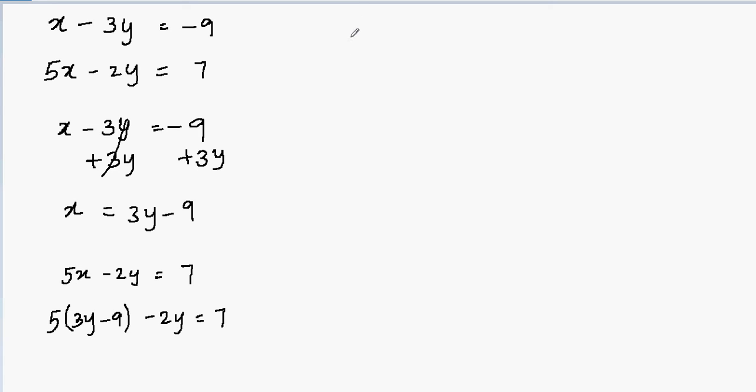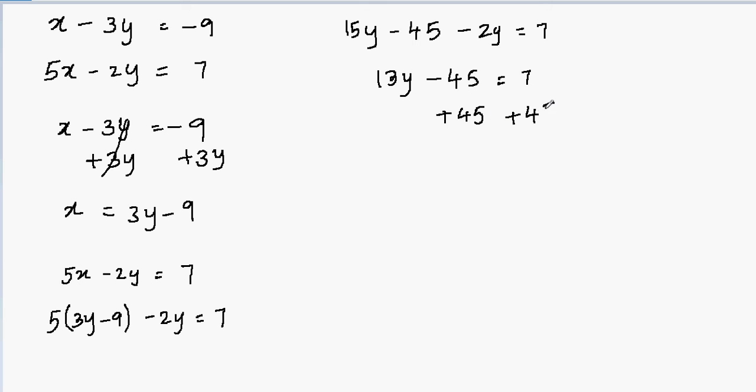Now we'll distribute 5 inside. So 5 times 3y will give me 15y, minus 9 times 5, or 5 times 9, will give me 45. And then I have minus 2y is equal to 7. Now what I have to do is combine the like terms. So 15y minus 2y will be 13y. And then I have minus 45 is equal to 7. Now, since I want y by itself, I have to get rid of -45. So I'll add 45 on both the sides.